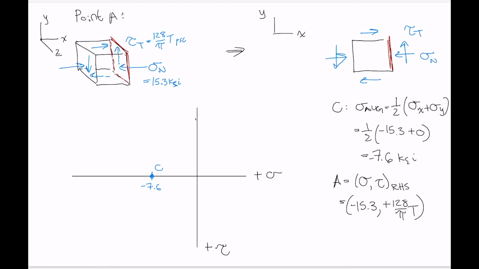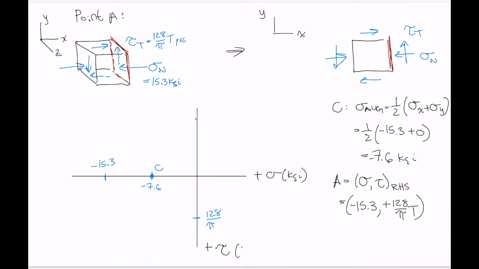So let's plot that point. So minus 7.6, we're going to double the distance for point A. So here's minus 15.3. And then we're going down here to, let's say it's about there, 128 divided by pi. Now if we want to put these in equivalent units, we've already plotted this in ksi.